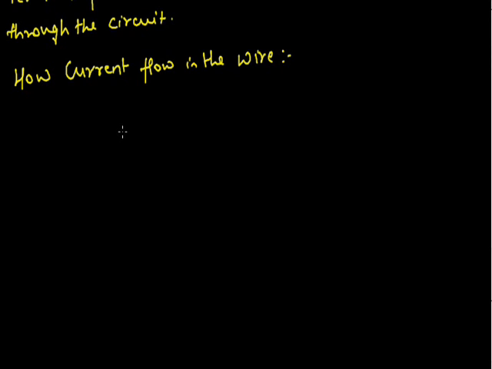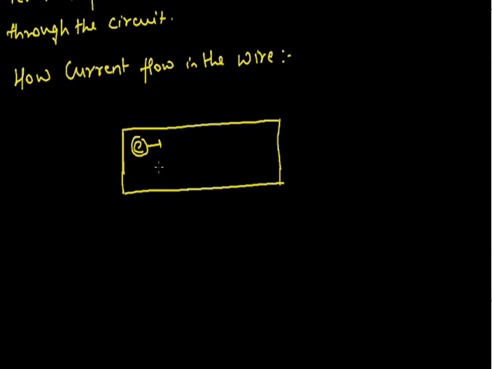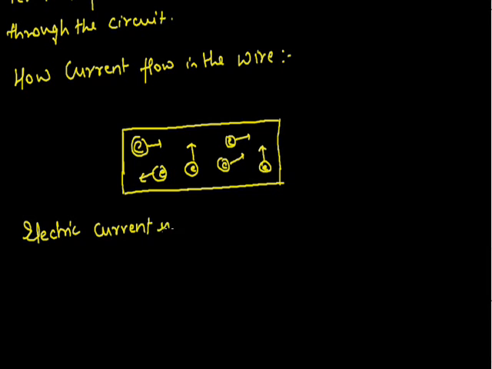If we take a metal wire of any length, the flow of electrons in this metal wire is random, meaning electrons move in any direction. As we all know, electric current is a flow of electrons in a metal wire.